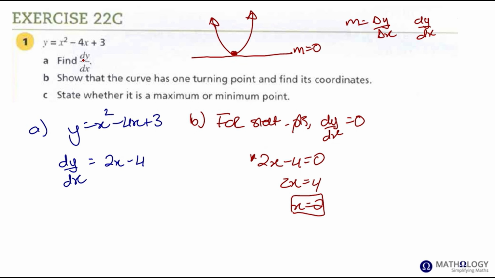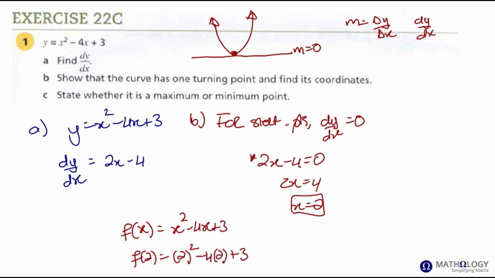To find the y coordinate, we substitute x equals 2 into the function. Just going to call the function f of x. It's just a lot easier to work with. So f of 2 equals 2 squared minus 4 times 2 plus 3. That's going to be 4 minus 8 plus 3, which is minus 1. So the stationary turning point is (2, -1).